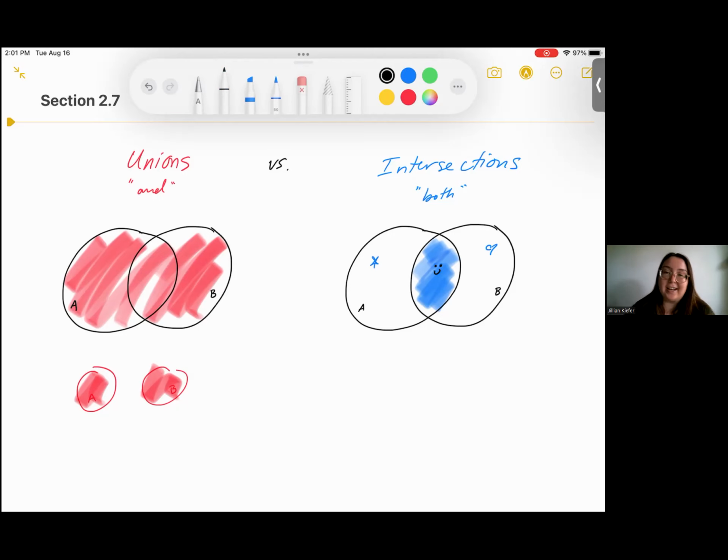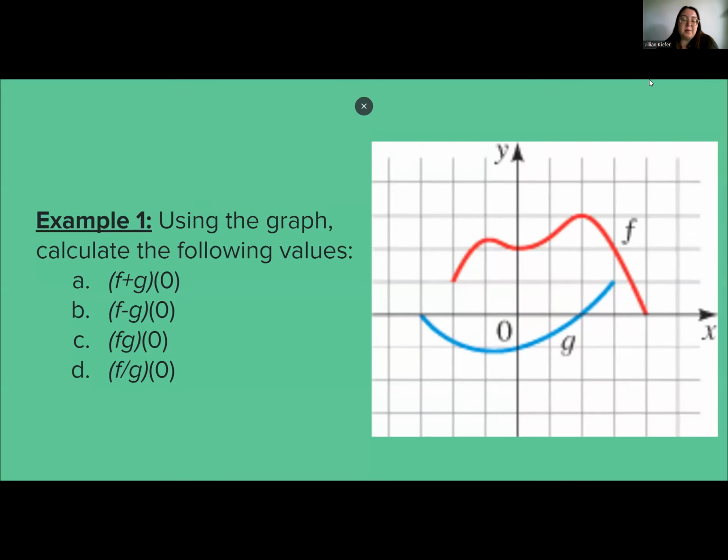So let's go ahead and do our first example. All right, so example 1, using the graph, we're going to calculate the following values. We have this graph here. We have two functions, f, which is in red, and g, which is in blue. And what we're doing here is that using the graphs, we're going to calculate the values. A is f plus g of 0. B is f minus g of 0. C is f times g of 0. And D is f divided by g of 0.